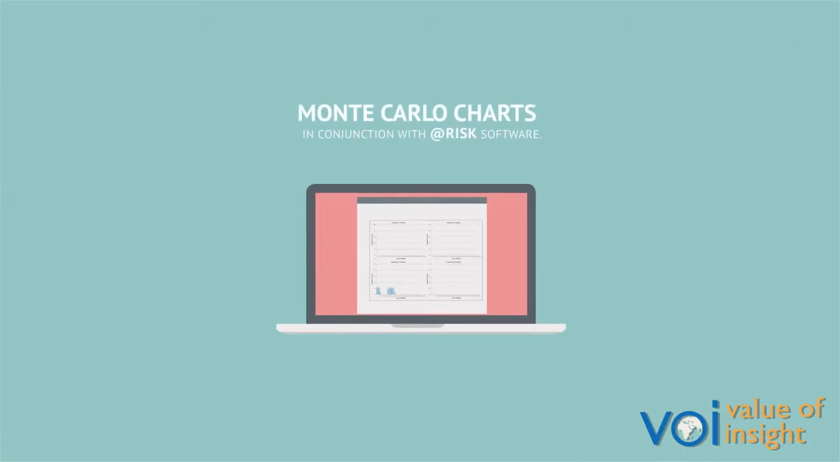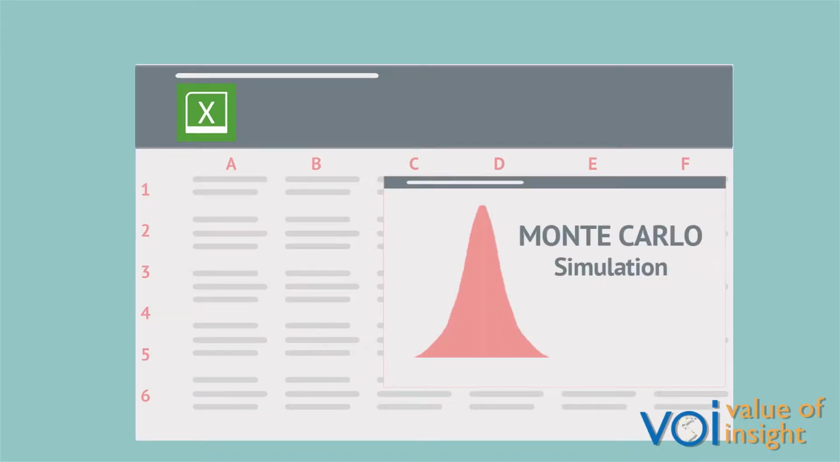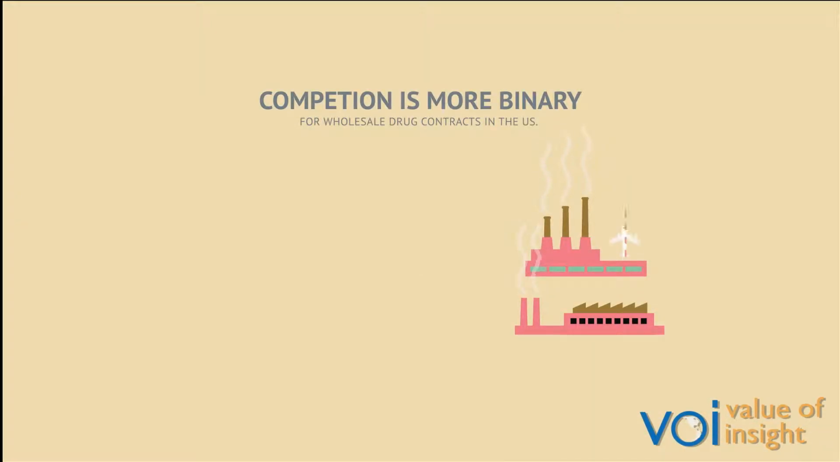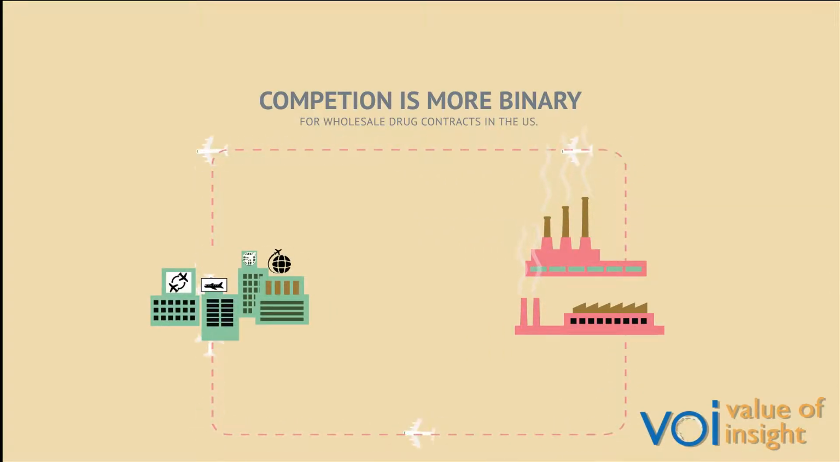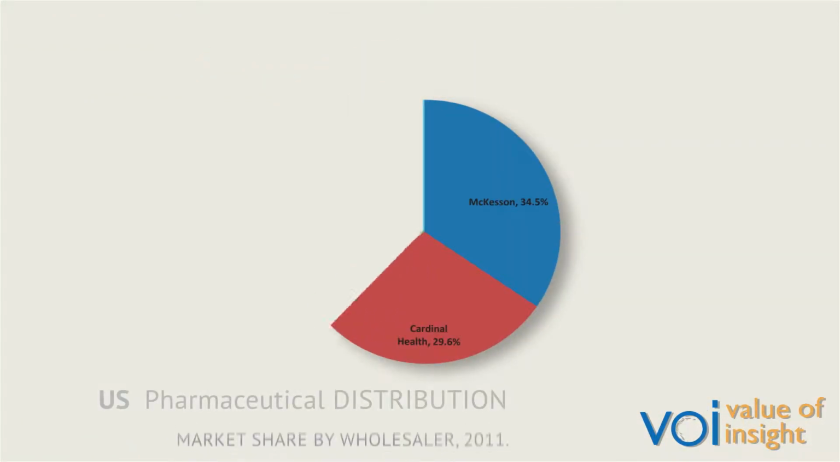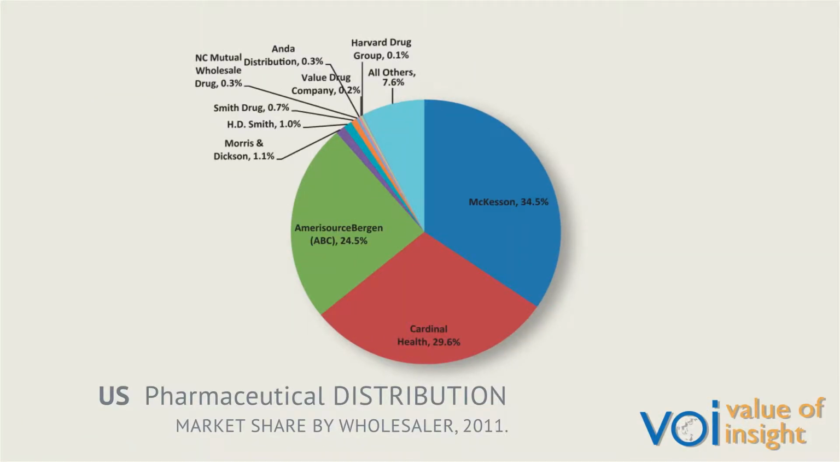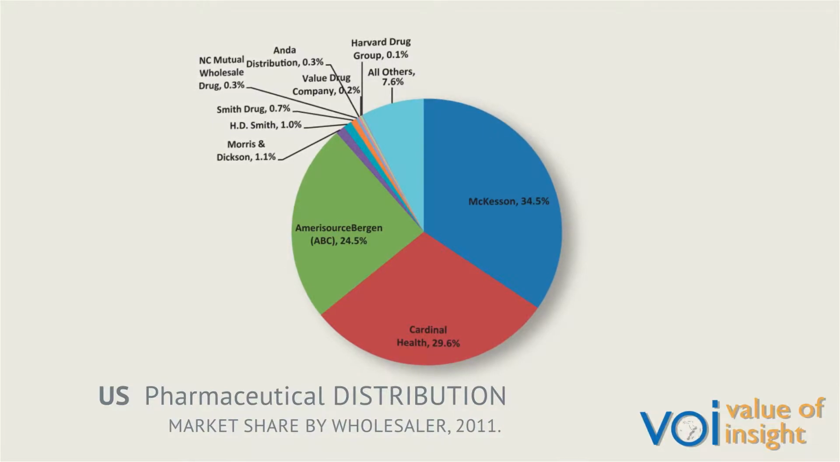We use the Monte Carlo methodology in conjunction with @RISK software. Think in terms of commercial airplane manufacturing. A few manufacturers compete for a small number of high-value contracts. Experience shows us that competition for wholesale drug contracts in the US is more binary than commercial airplane manufacturing. Introducing a model that accurately reflects the realities faced by the multi-source drug industry in the United States made sense.